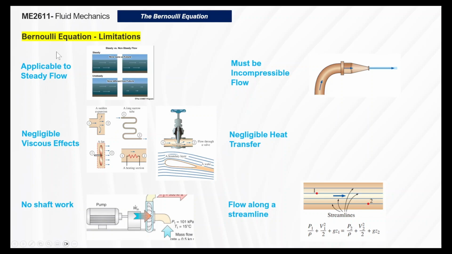Okay. The Bernoulli equation is applicable to steady flow, and it has no shaft work when they're not considered. The fluid must be an incompressible flow, so you cannot compress it; it assumes the fluid is incompressible. We neglect heat transfer here, and the flow must be along a streamline. With any disruption of the streamline, the Bernoulli equation is not applicable anymore, or rather the math won't work basically.